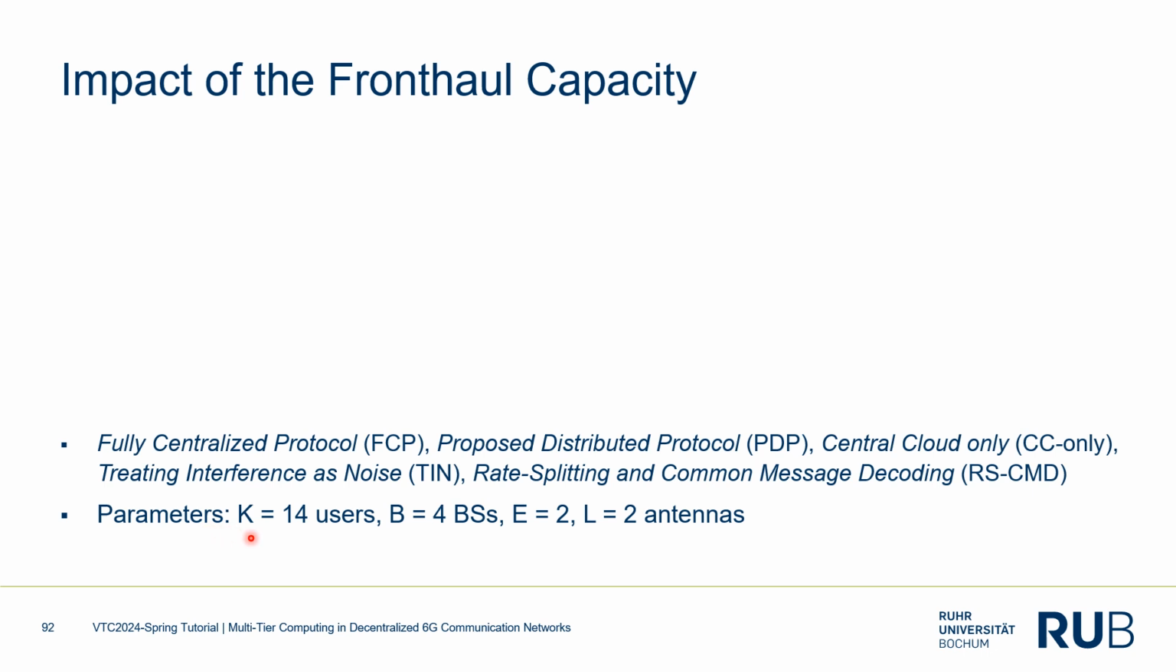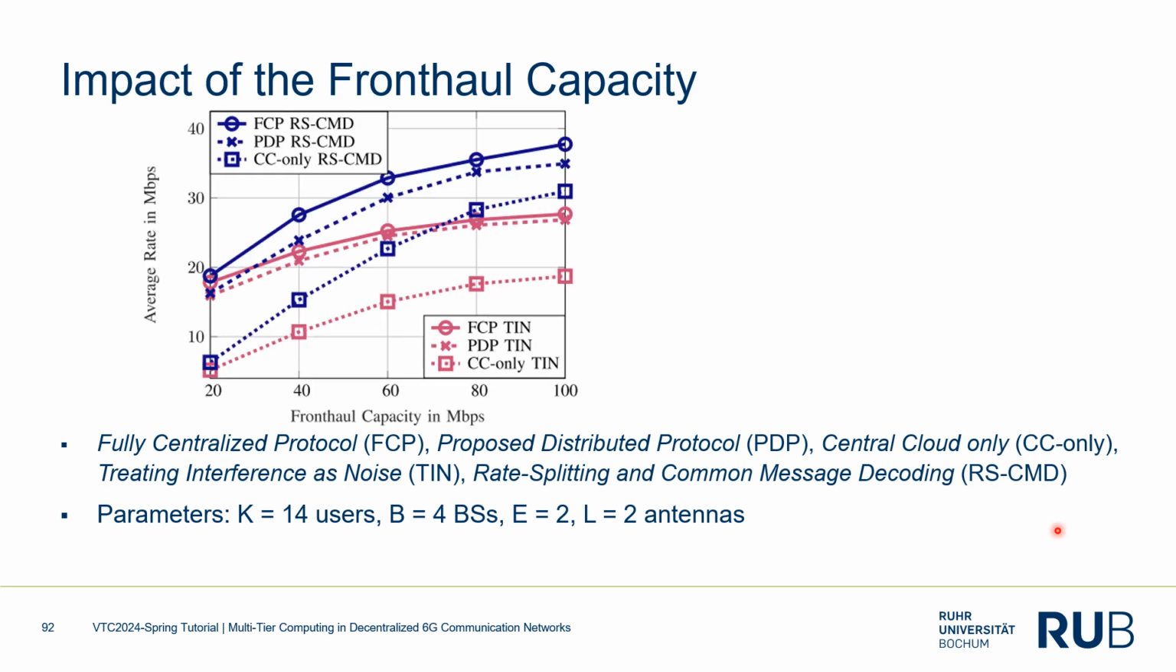The parameters in this simulation set are 14 users, 4 base stations, 2 UAVs, and 2 antennas each. So here we can see the average rate in megabits per second over the fronthaul capacity in megabits per second for all of those different schemes. This figure, Figure 3, particularly shows how the proposed RSCMD scheme outperforms the treating interference as noise scheme for all values of the fronthaul capacity.